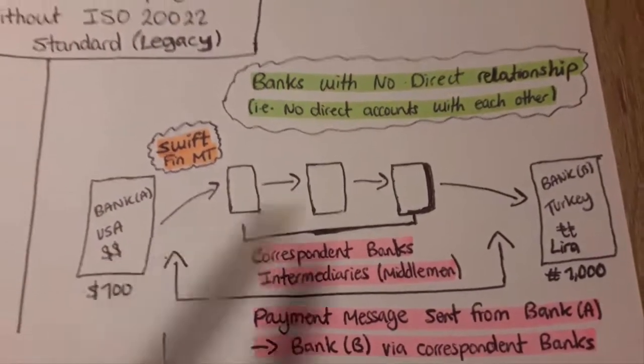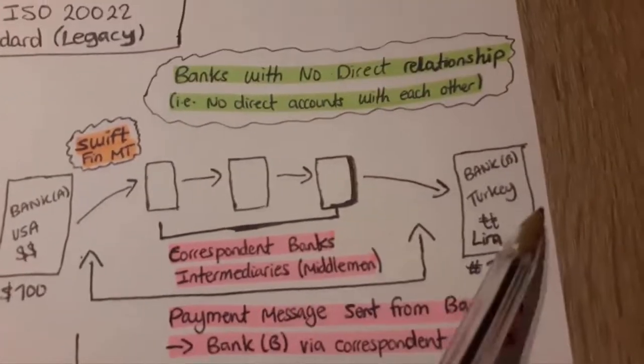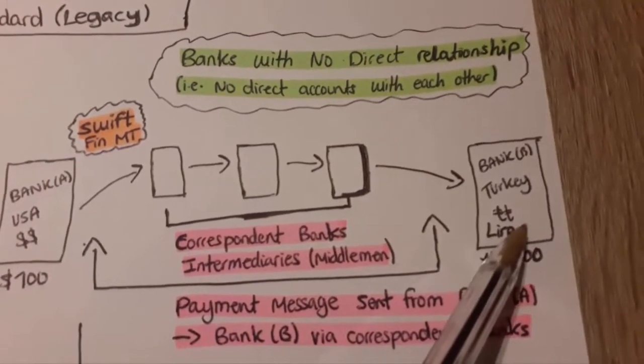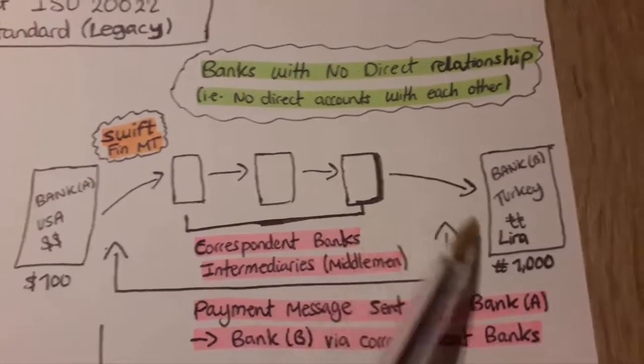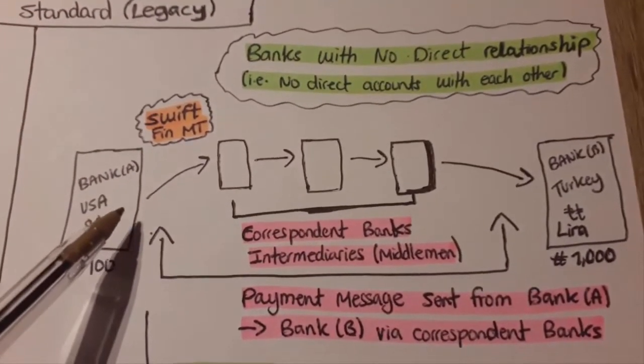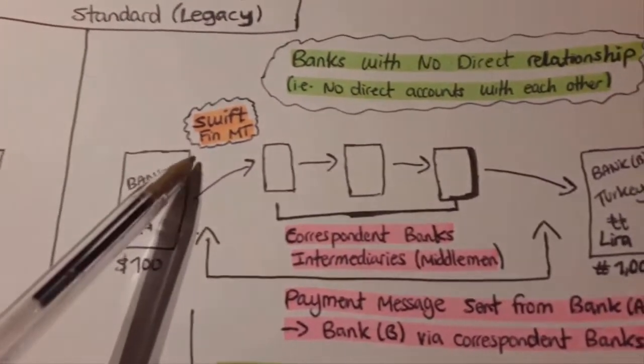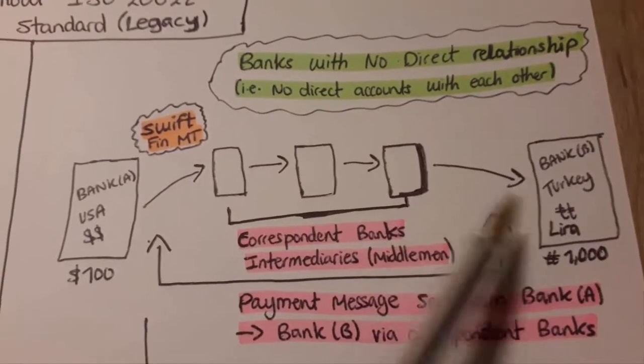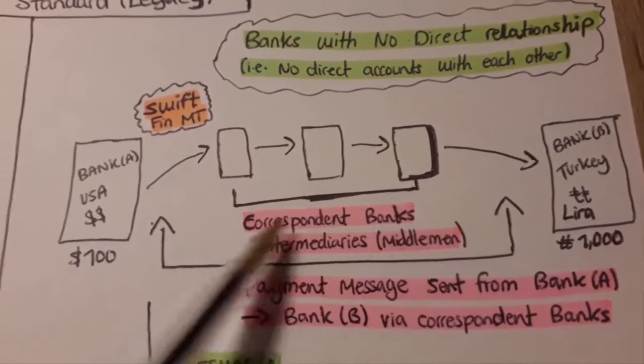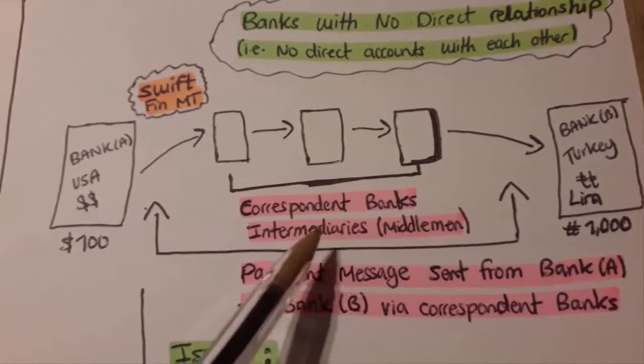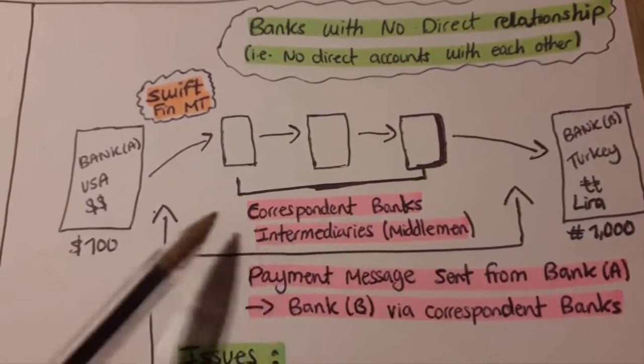But then Bank A, the USA bank, has no direct relationship with Bank B. They don't have any direct accounts with each other. So what that means is when the message is sent over via SWIFT, the only way to get it across is that they have to use middlemen. And these are known as correspondent banks. So they are intermediaries in the middle.